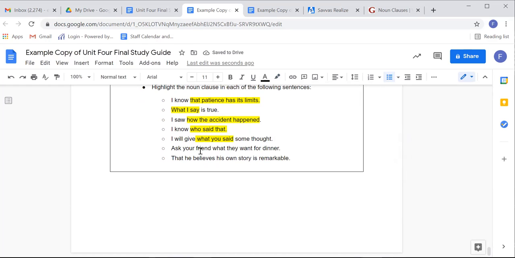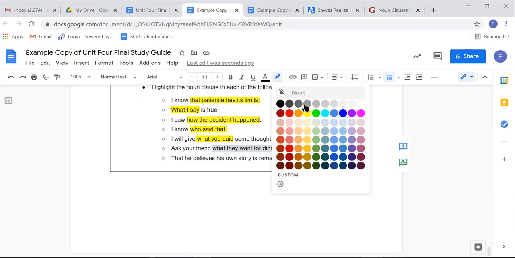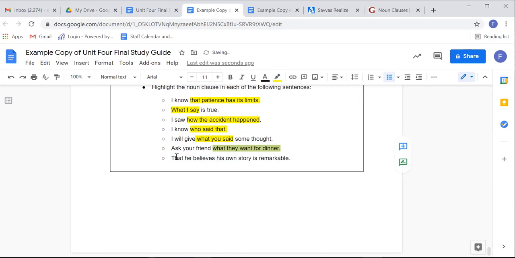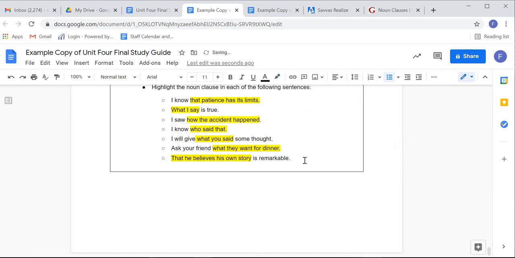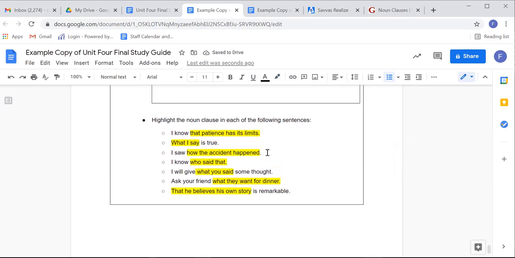Ask your friend what they want for dinner. This one's going to be what you want for dinner. The thing that you were asking your friend is what they want for dinner. And finally, that he believes his own story is remarkable. My noun clause here is that he believes his own story because I'm explaining the thing that is remarkable in this sentence. So those are your examples of noun clauses.